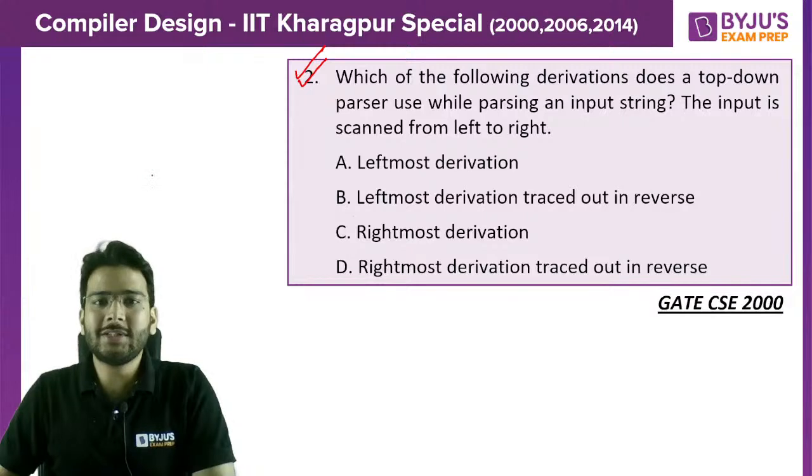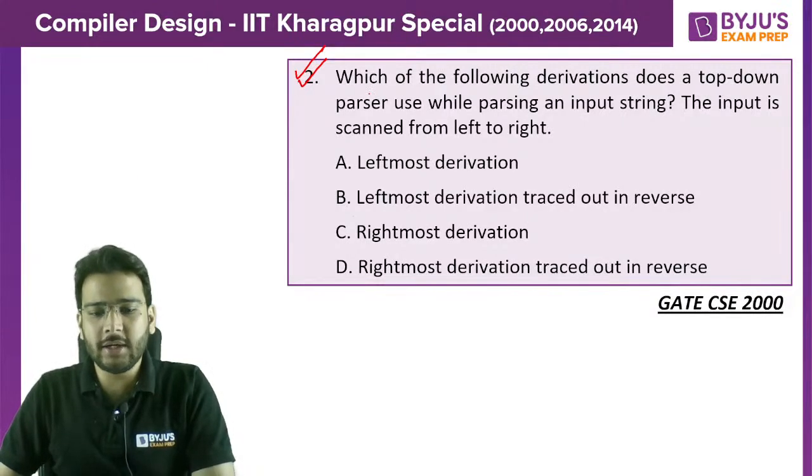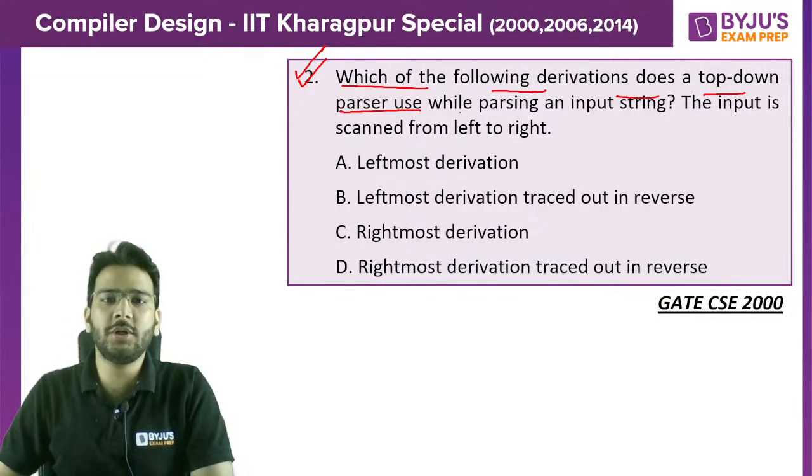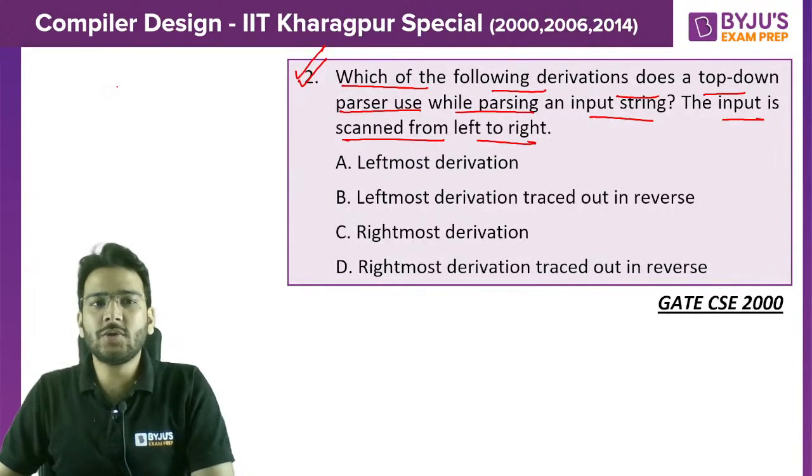Okay, most of the students are saying option A should be the correct answer. So let's do it. Which of the following derivations does a top-down parser use while parsing an input string? The input is scanned from left to right. So we know in case of top-down parsers, we use LMD, that is leftmost derivation.